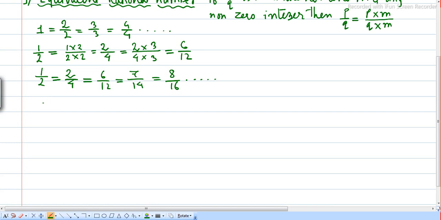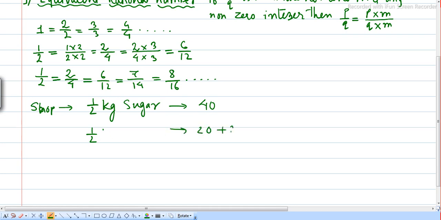Suppose you went to a shop and you bought half kg of sugar, and it cost, let's say, 40 rupees. Now if another person takes this half kg sugar in 2 parts, how much will it be? In amount it will be 20 plus 20, and in fraction it will be 1/4 plus 1/4.